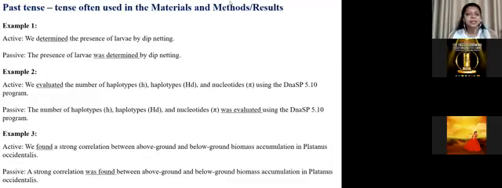යනකොට අපිට passive sentence එක හදාගන්න එකත් ලොකු ප්‍රශ්නයක් නෙවෙයි, so in a case like this you can go for a passive construction. Okay, let's look at this one: we evaluated the number of haplotypes H, haplotypes HD and nucleotides using the DNA SP 5.10 program. The number of haplotypes H, haplotypes HD and nucleotides was evaluated using the DNA SP 5.10 program. Now here, which one is the best one, active construction or the passive construction?